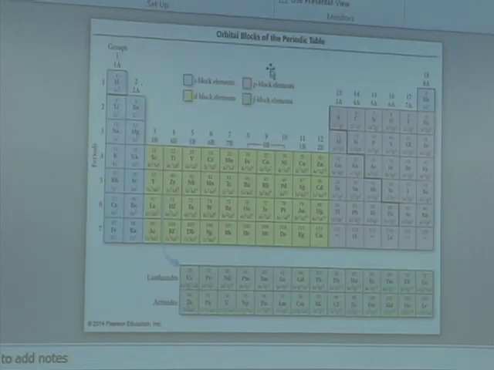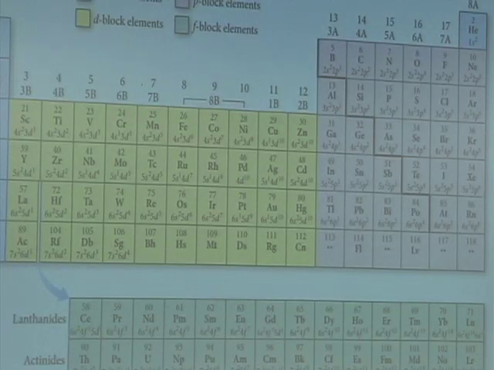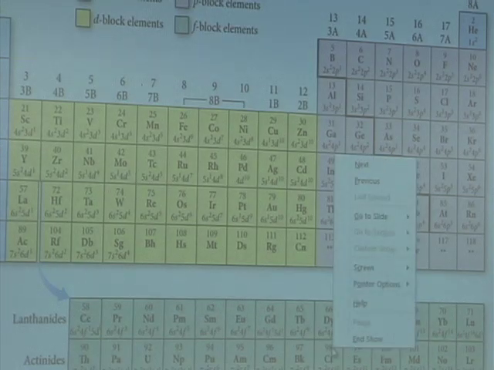And when we look at the orbitals themselves, you can actually see that the light blue ones are the S block elements, the P block elements are pink, the D block elements are yellow, and the F block elements are really light blue.